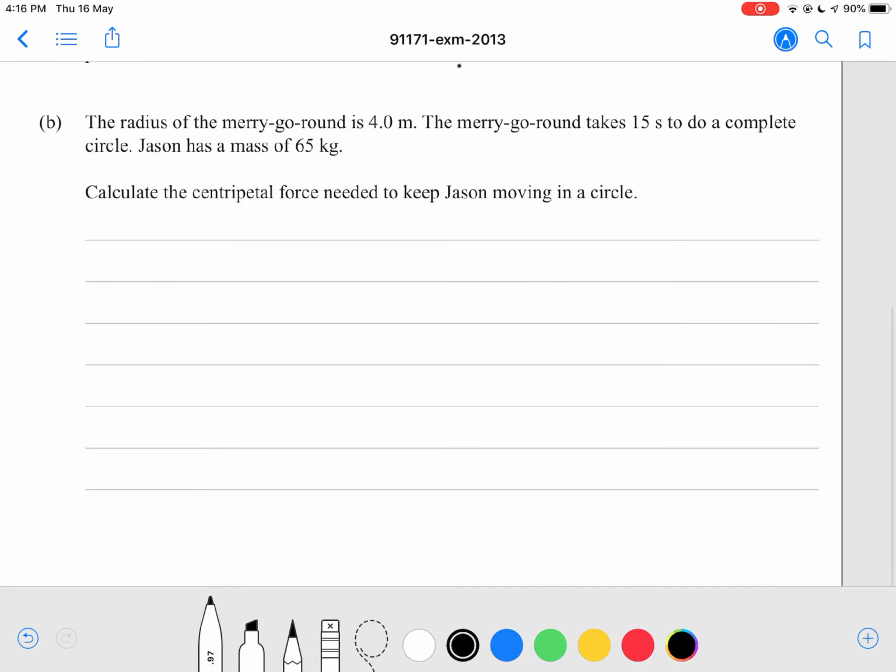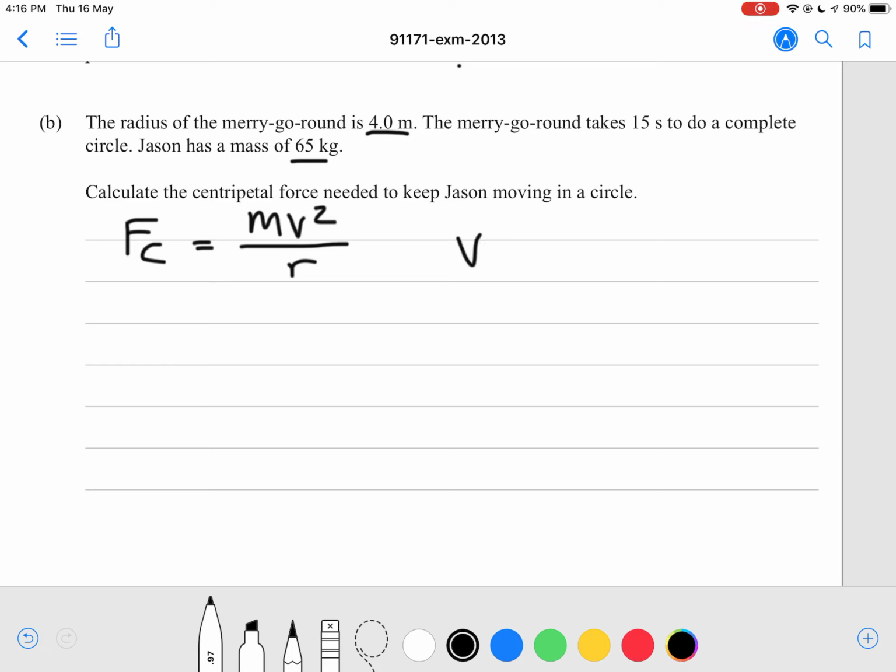Okay, so we're trying to find FC, and that equals mv squared divided by r. They're giving you the radius, they give you the mass, but you don't know the velocity. So you actually need to find the velocity first before you can work out the centripetal force.